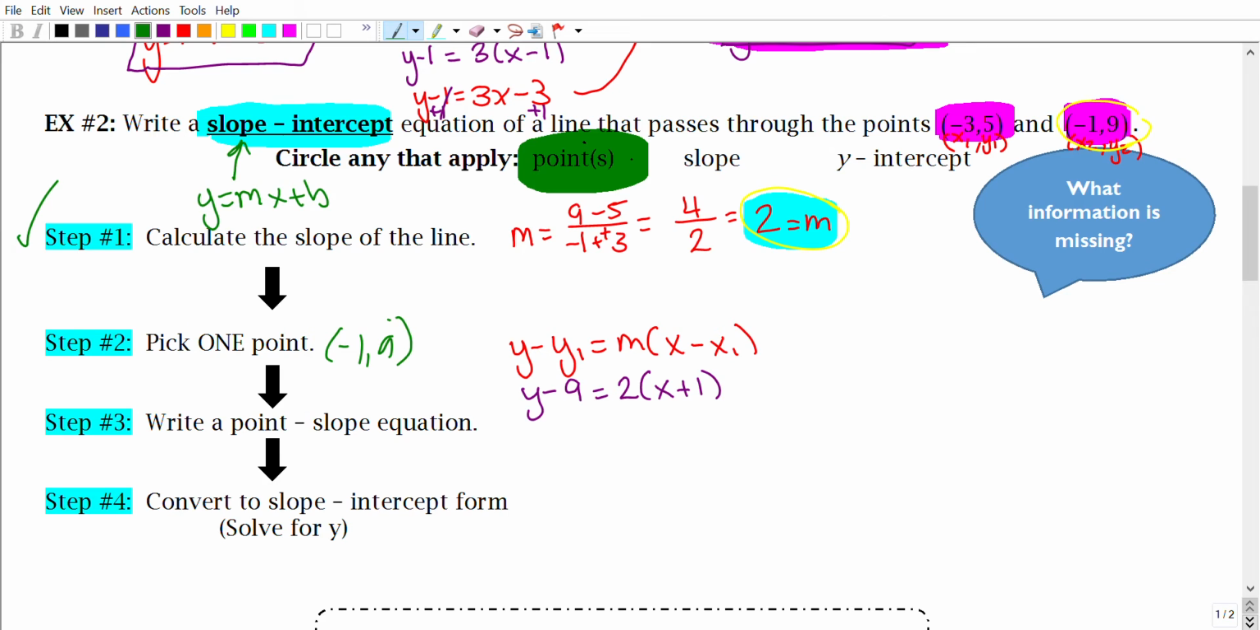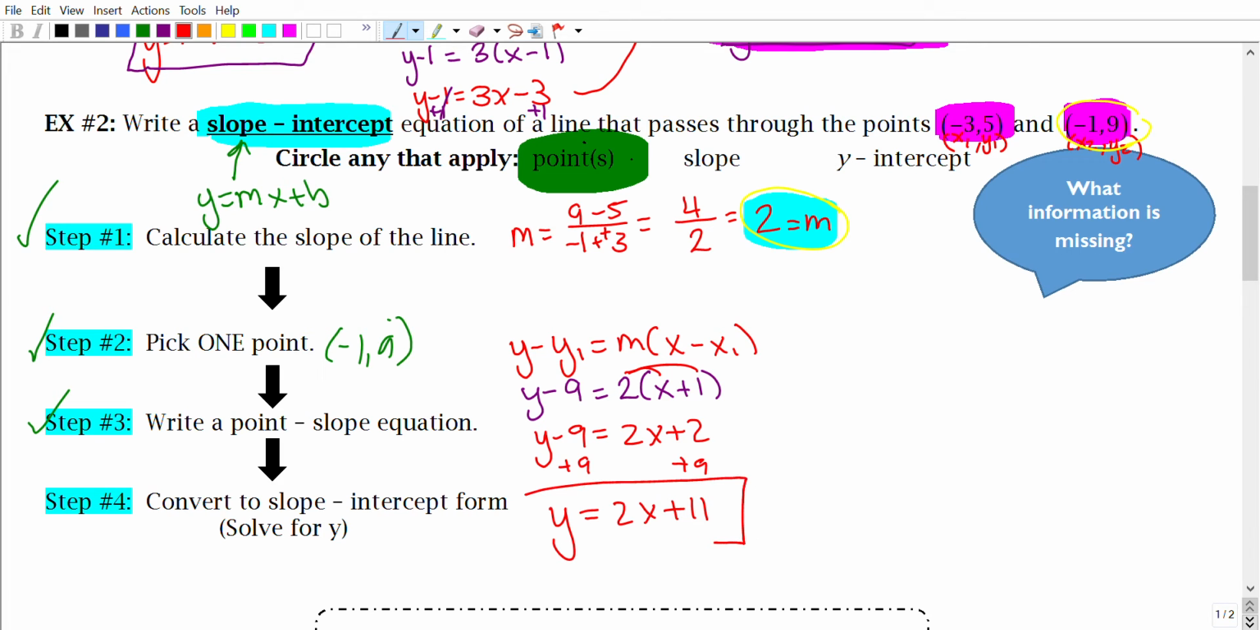Whoops. Sorry about that. We picked -1 comma 9. All right. Next thing is to write a point slope equation, which we did. Finally, step 4 says to convert to slope intercept form. So from that equation that I have here, I have to solve for y. So I'm going to distribute. So I get y minus 9 equals 2x plus 2. Add 9 to both sides. I get y equals 2x plus 11.